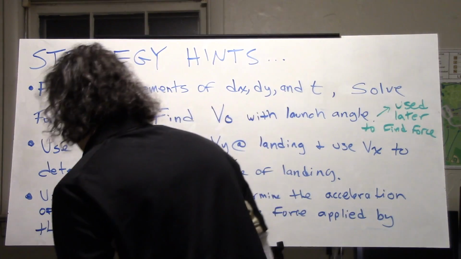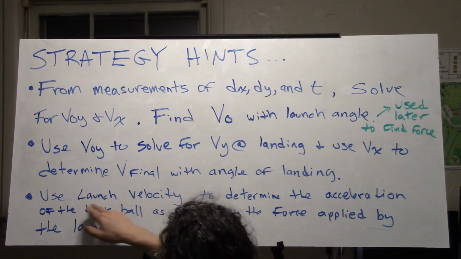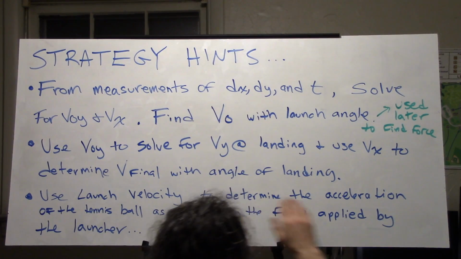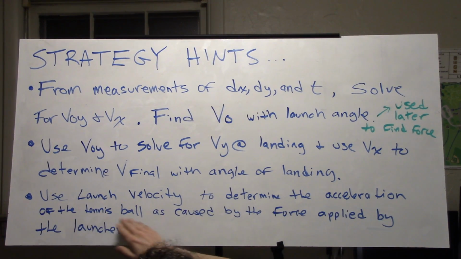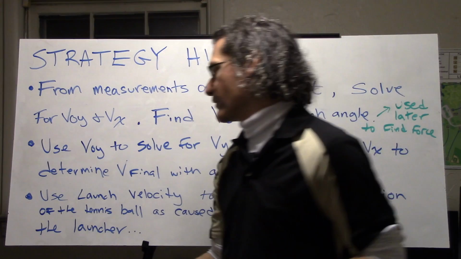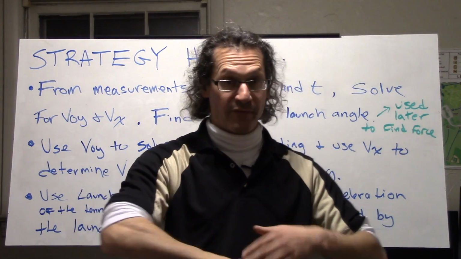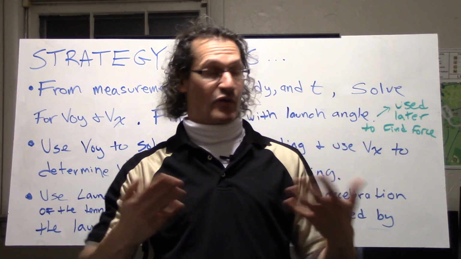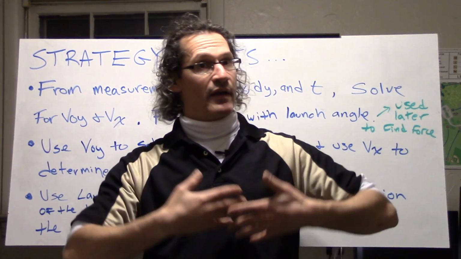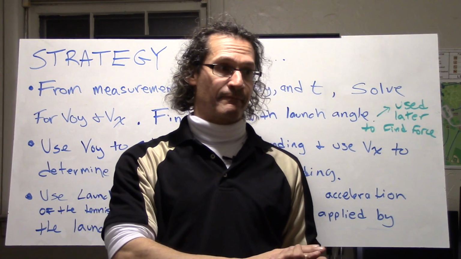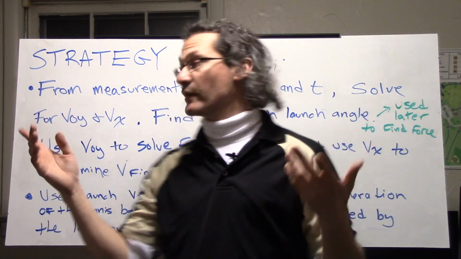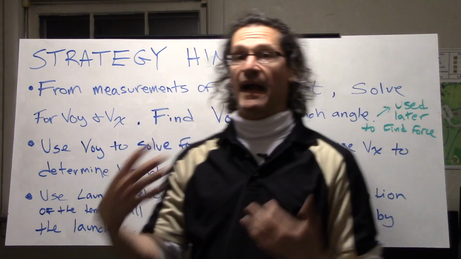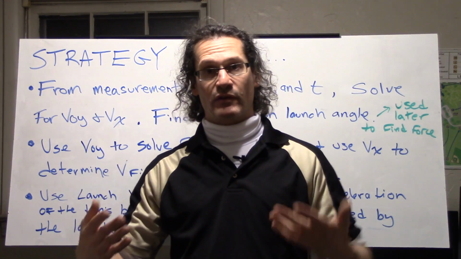And here we're going to use the launch velocity, which is V naught, to then determine the acceleration of the tennis ball as caused by the force applied by the launcher. Okay, so the launcher is going to start off at velocity equals 0 and create an acceleration, a force on the ball, in order to launch it at a particular velocity, which is the V naught. So you found V naught. We're kind of working backwards then to find the acceleration of that ball.